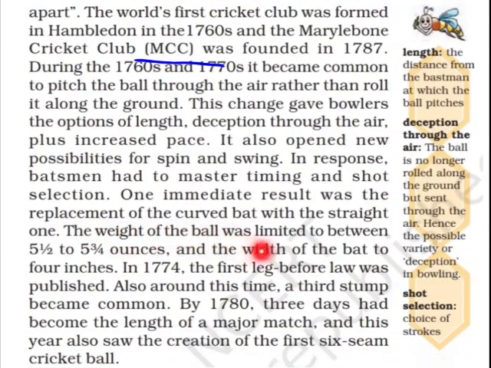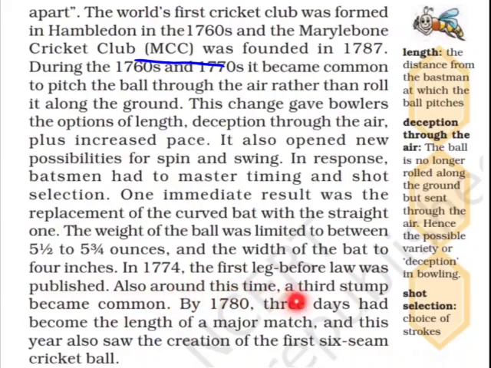The weight of the ball was limited to between 5½ and 5¾ ounces. Earlier they decided between 5 and 6 ounces, but now it is these particular ounces only, very near to 6 or very near to 5. And the width of the bat was limited to 4 inches. So here the bat size, length and width are everything decided, and the ball size and weight are also decided.